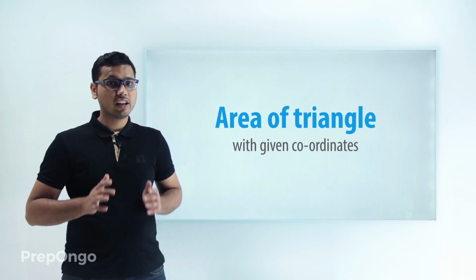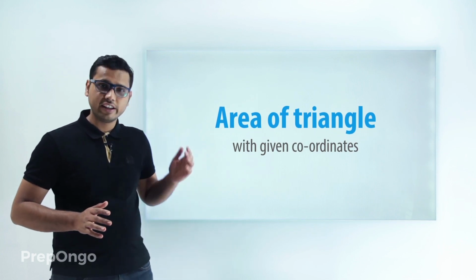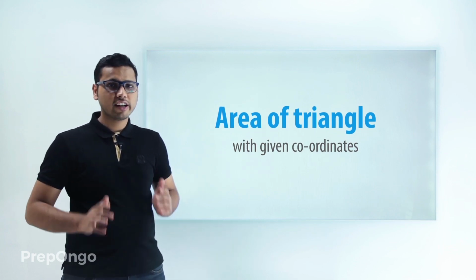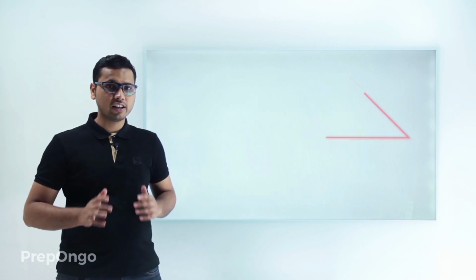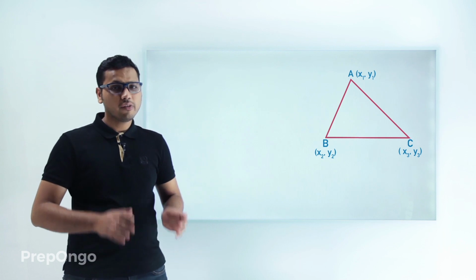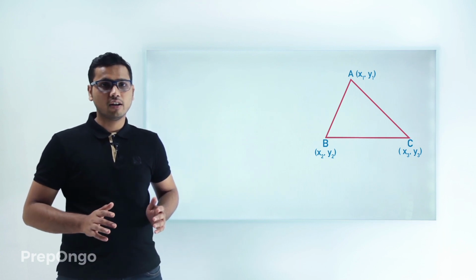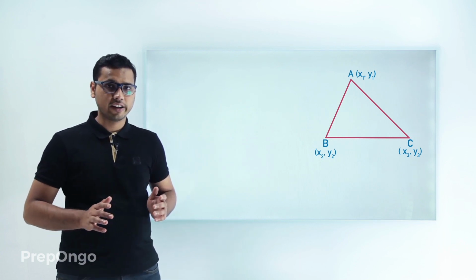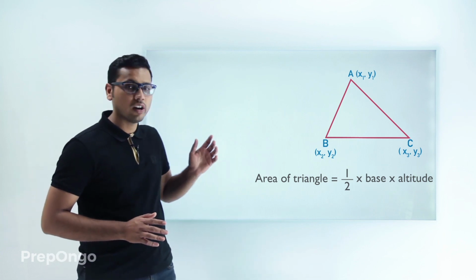Hello everyone. We have been learning to find the area of a triangle for a very long time. Now the question arises: how do we find the area of a triangle whose coordinates are given to us? Now we know the very basic formula for finding the area of a triangle. It's half base into altitude.